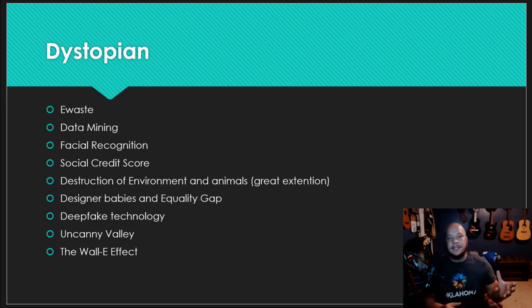We have facial recognition software that's being misused. We have places in China doing social credit scores, destruction of our environment and animals. We have designer babies and an equality gap that's going to be coming. This deepfake technology is something you need to be aware of, because if laws aren't made right now to stop it, it's going to become a very dark society very, very quickly. And on top of all this, we have the uncanny valley, where the technology just doesn't quite sit right, and we might even be going into the Wall-E effect.